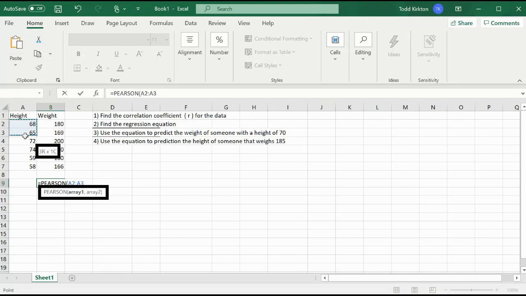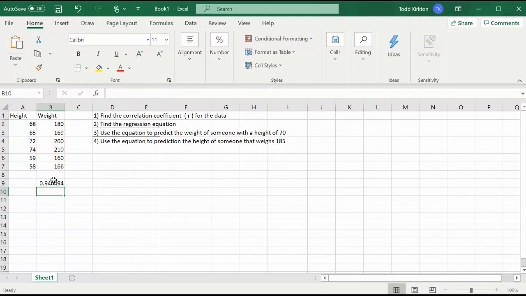There's my first array, highlight it, comma. Second array, enter, 0.9404. These are height and weight. So that's actually a very strong correlation. So it's a positive correlation. So that means as height goes up, weight goes up pretty proportionally.